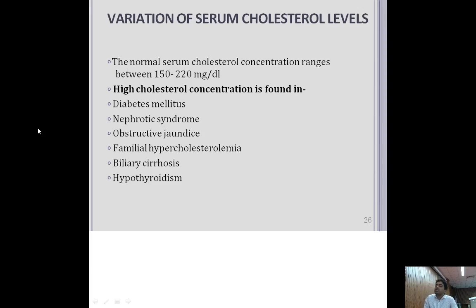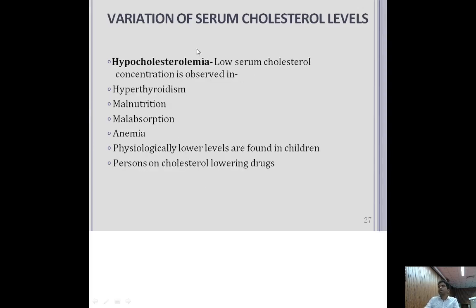But in obstructive jaundice, bile acid formation decreases, right? It cannot come out in the intestine, so more and more cholesterol will circulate in the body. So diabetes, nephrotic syndrome, obstructive jaundice, and hypothyroidism, remember that. High cholesterol level. Hypocholesterolemia, decreased cholesterol, will be present in hyperthyroidism.